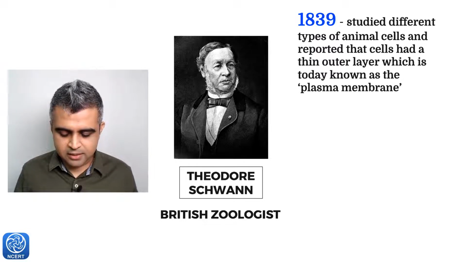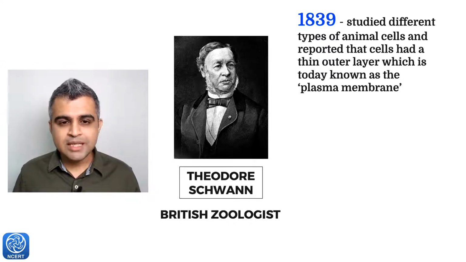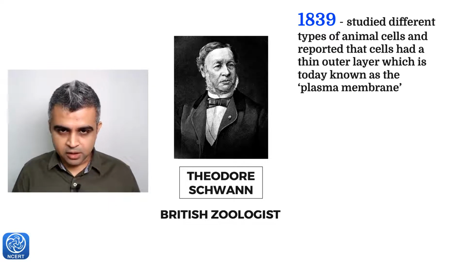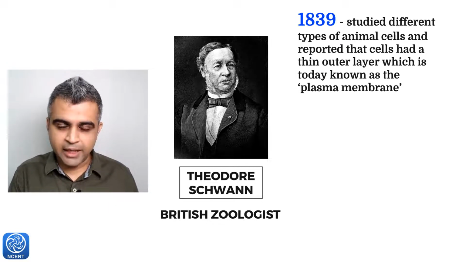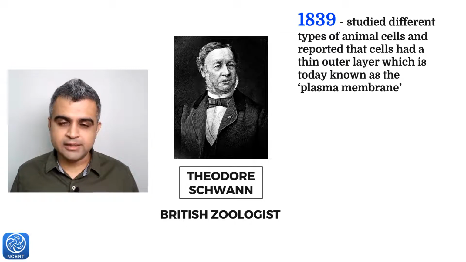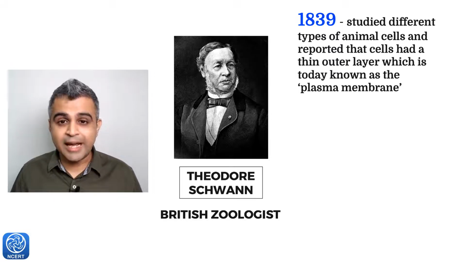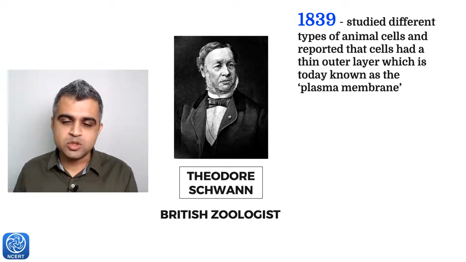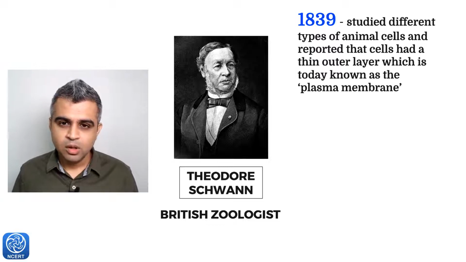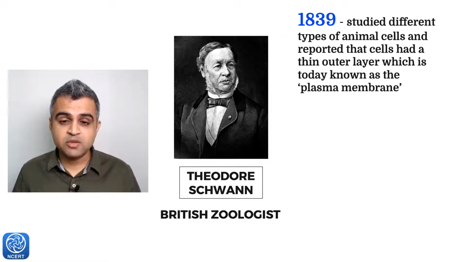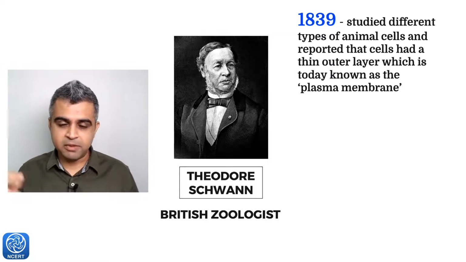Then came Schwann, the British zoologist, who in 1839 studied different kinds of animal cells and reported that cells had a thin outer layer, which is today known as the plasma membrane. So a year later, in 1839, he independently came to the conclusion that animals were also made up of cells. Under his microscope, he noticed that they have an outer thin membrane called the plasma membrane. An important point about Schwann: he was the first person to describe the plasma membrane.